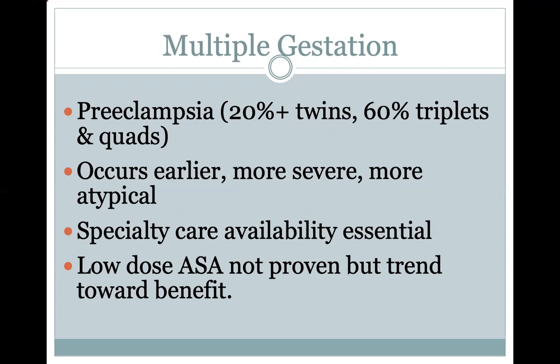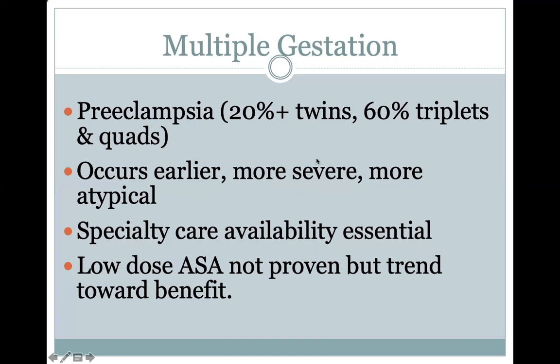So preeclampsia occurs in about 20% of twin pregnancies, higher in triplets and quads, obviously. The thing that's interesting about preeclampsia with multiples is that it tends to occur earlier in the pregnancy, is more often severe in nature, and frequently has an atypical presentation, so it can be confusing. Very important to have access to specialty care with those babies.